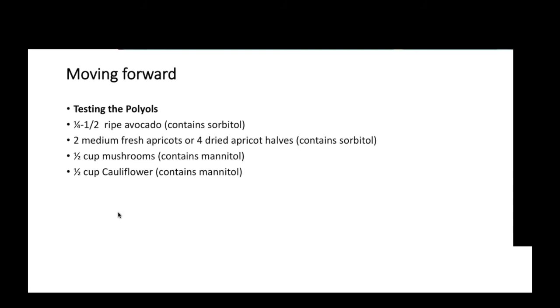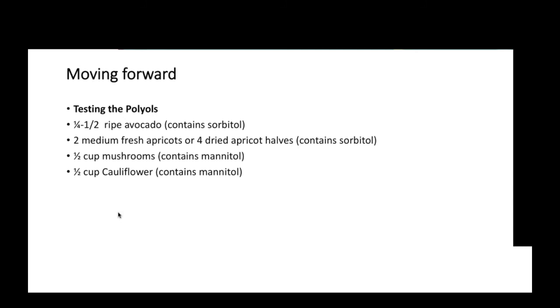So try mannitol, which would be half a cup of mushrooms, or half a cup of cauliflower. And it doesn't matter if it's cooked or raw. Often people find the symptoms are worse when it's raw. So some people like to try things cooked first and then try it raw. Obviously not for everything. But you know, for some people, either will cause them problems.